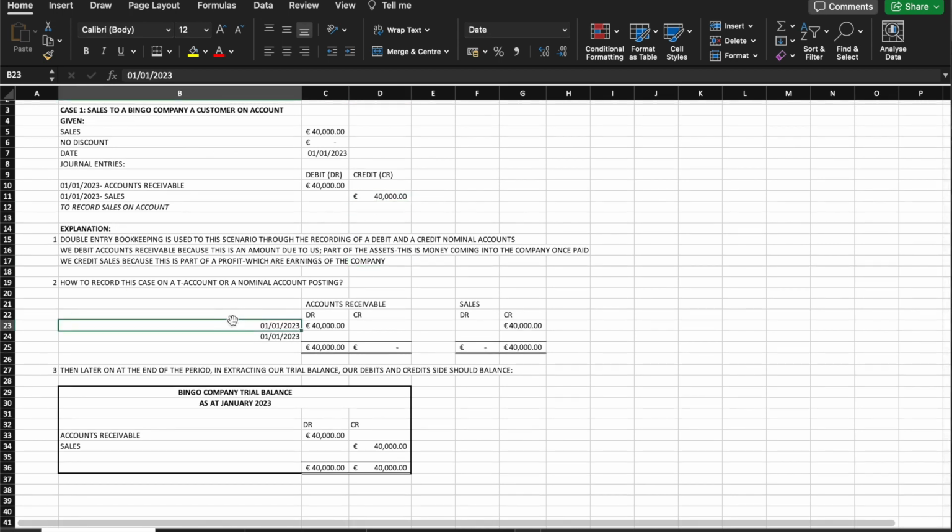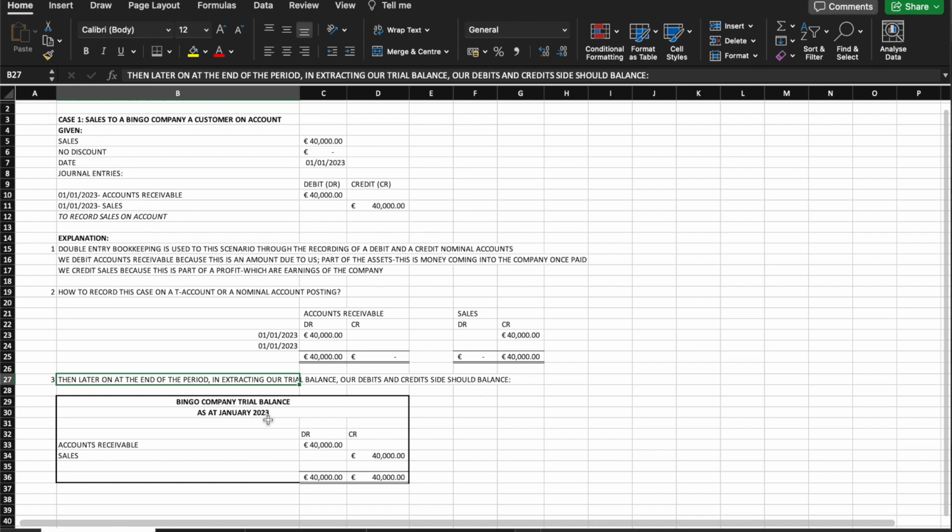So to understand better, this is how we digest the information above, how they go to each nominal account after the journal entries have been posted. In our accounts receivable, it is showing now the 40,000 debit, and then sales on a credit. And how much is the total now? 40,000. So later on, at the end of the period when extracting our trial balance, our debits and credits sides should balance.